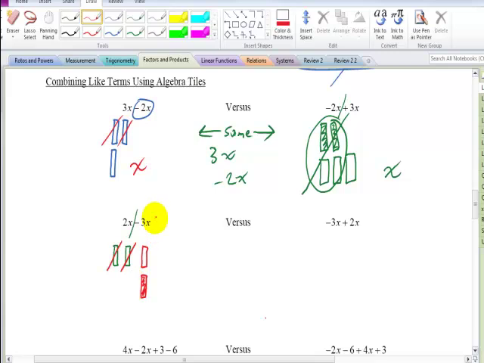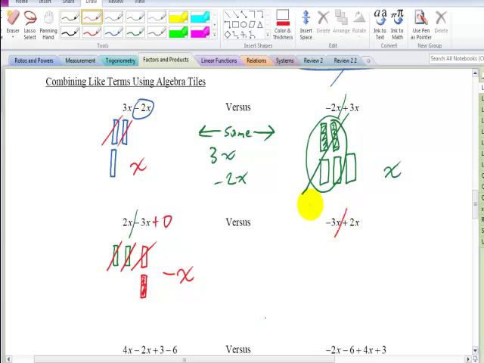Did I change the value at all? I added a 0. I didn't change the value. Now I can take away another x? Absolutely. And so what's my final answer? Negative x.